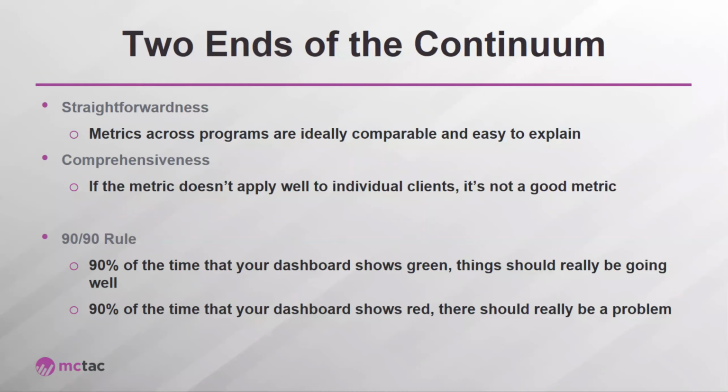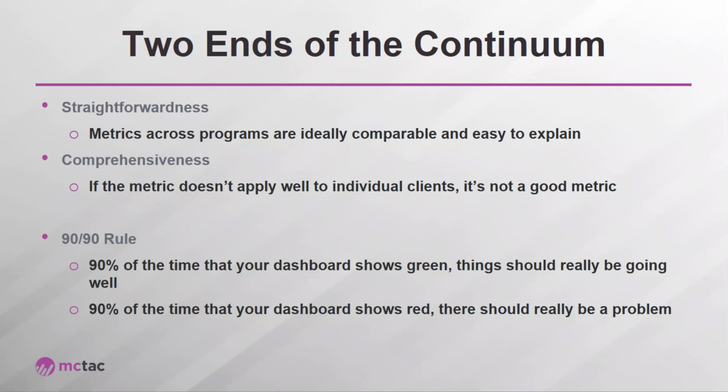So on the one hand, we want something nice and straightforward that's comparable program to program. On the other hand, we need it to actually apply well to individual clients. If it doesn't, then what's the point? I've introduced the 90-90 rule in the prior module, but to reiterate it here, as it applies to our comprehensiveness, at least 90% of the time, if the metric says a client is doing green, then they should really be doing well. And staff should all agree that this is one of our successful clients. And 90% of the time that we're flagging them as not doing well, staff should similarly agree that there really was a problem. This wasn't the best outcome that we could hope for.